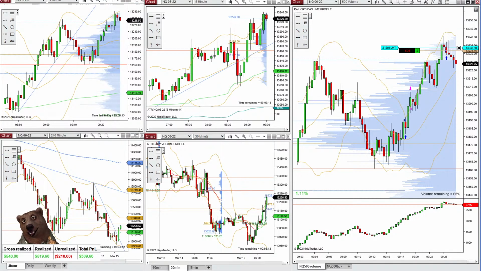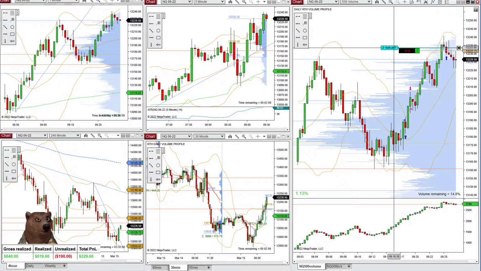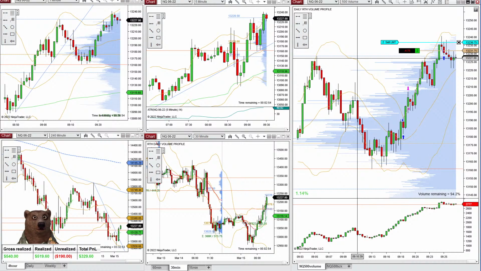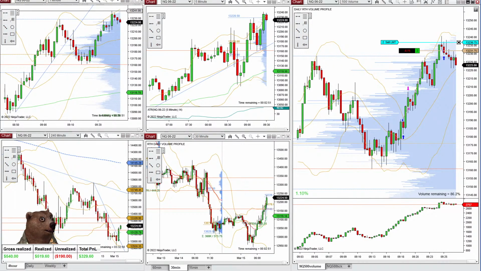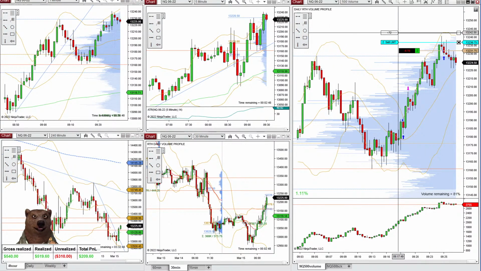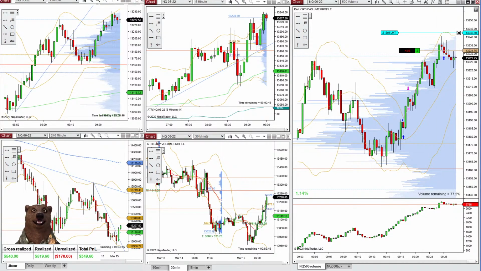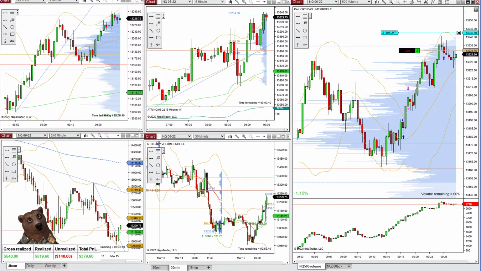Of course, my 30 level is acting as it should, as resistance. See it open up to 44. Keep moving my take profit there, guys. You see how that 30 level is really keeping price in check. I got a little pop there on it, though.